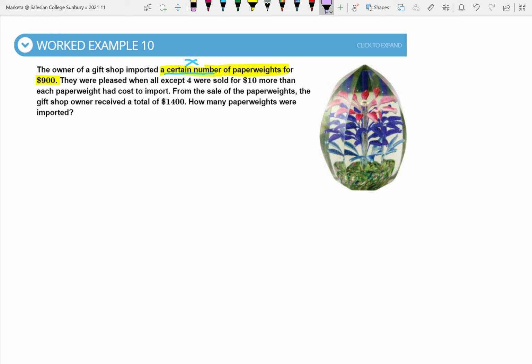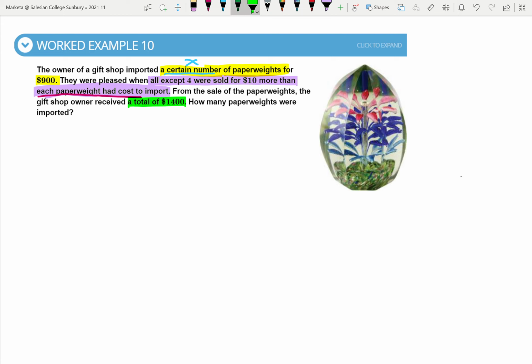Let's back up there. All except 4 were sold for $10 more than each paperweight had cost. This is key: each paperweight had cost. From the sale of the paperweights, the gift shop owner receives a total of $1,400. Let's highlight that as well, that's important. How many paperweights were imported?